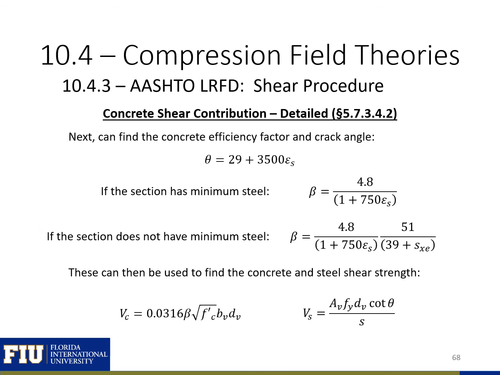Next, we can use our epsilon sub s, the strain at the level of our tension steel, to calculate our theta, our crack angle. We can also use it to calculate our beta. If our section has minimum steel, then we'll use this expression to find beta based on just epsilon s. If our section doesn't have minimum steel, then we need to use this expression, which includes both epsilon s and our crack spacing, the s sub xe component. Then we use our beta and our theta to find our Vc and Vs components.